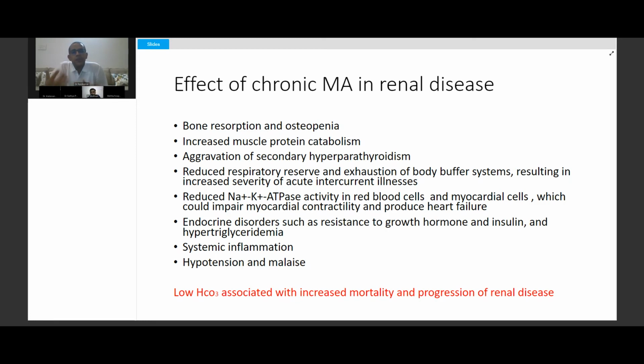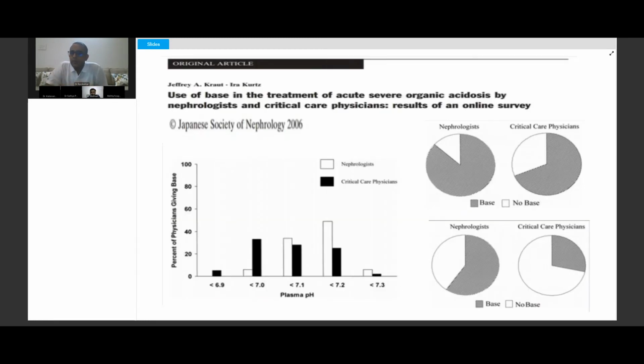So when a study was made to find the usage of bicarbonate at different pH, the nephrologists used it for different reasons, and on the intensivist side, they were using it for a very low pH of 6.1, 6.9 or 7.